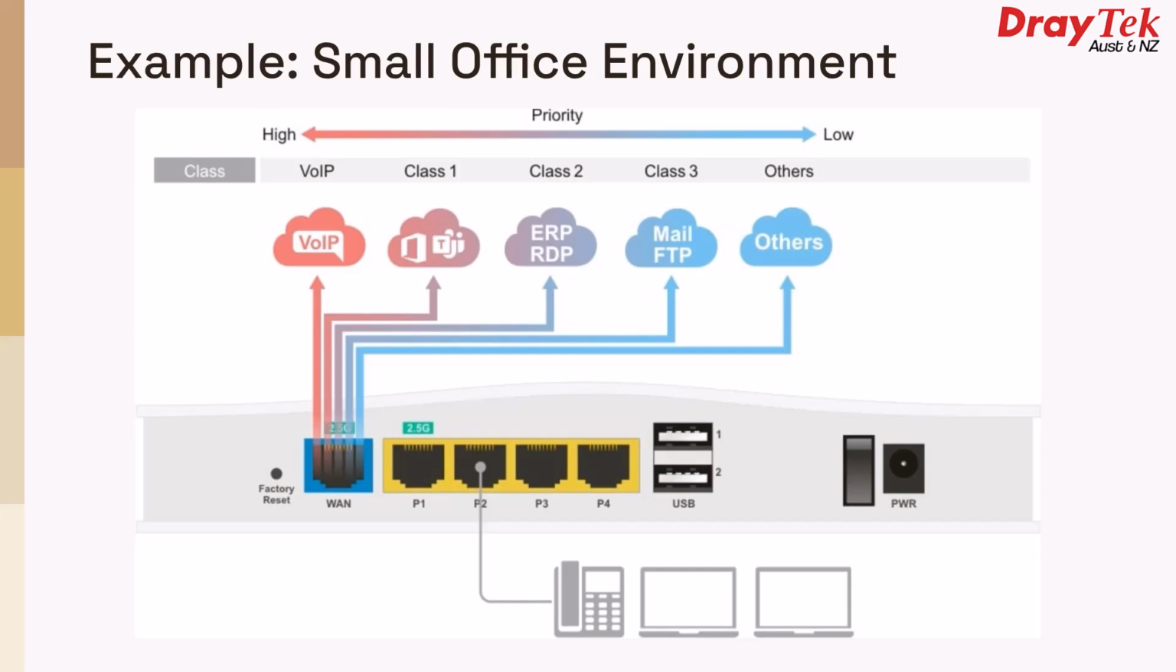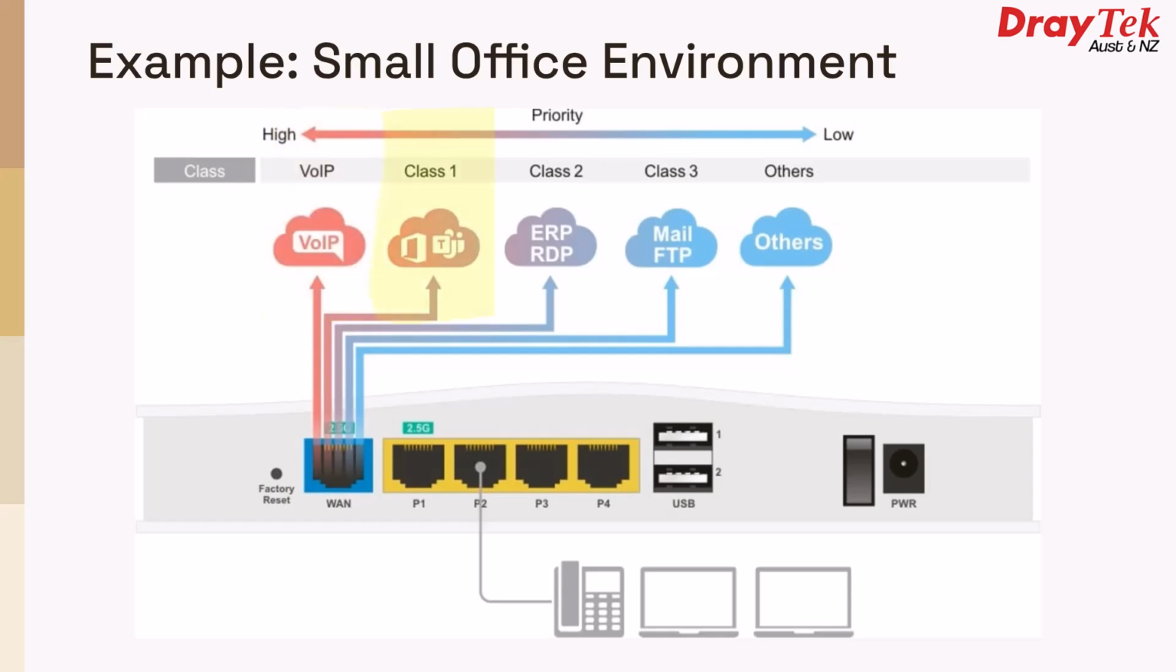This diagram shows how QoS prioritizes traffic when everything shares a single internet connection, for example, 100 megabits per second. Because all devices use the same link, congestion can happen during busy periods. QoS helps by sending important traffic first, while less critical traffic uses the remaining bandwidth. At the top, VoIP is set as the highest priority. This keeps voice calls clear and stable because VoIP is very sensitive to delay and packet loss.